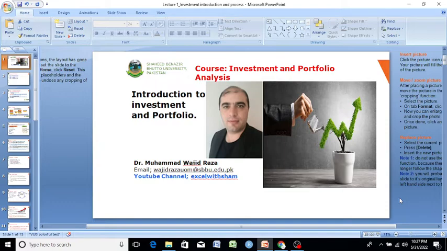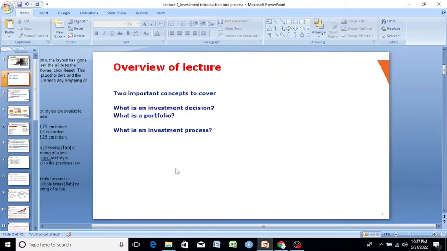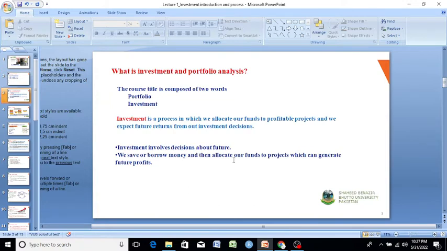In the first lecture, we will cover the topic related to Introduction to Investment and Portfolio. So, overview of this lecture, two important concepts will be covered. First of all, we will discuss what is an investment decision, and then we will give a slight touch to portfolio. And in the next step, we will also discuss the investment process in detail. So overall, this lecture will cover two basic topics: introduction to investment and portfolio, and then we will shed light on the investment process.